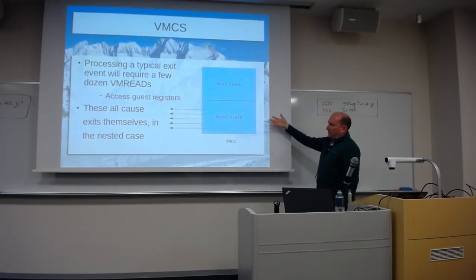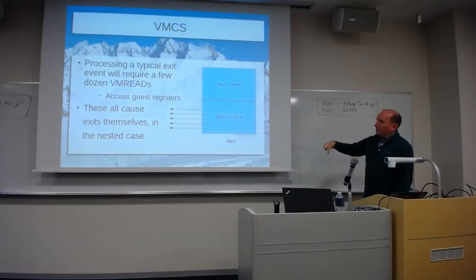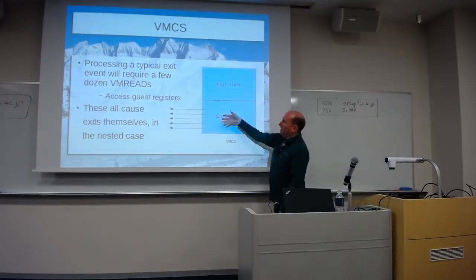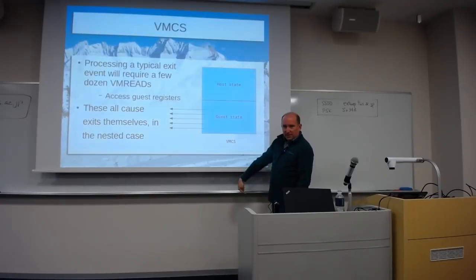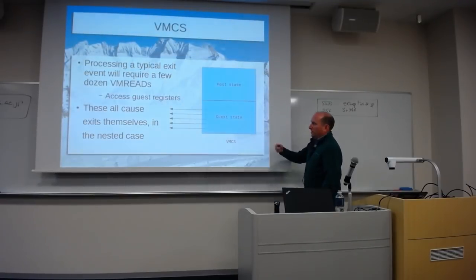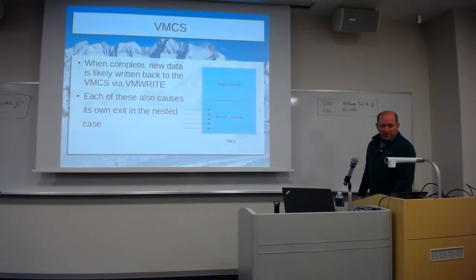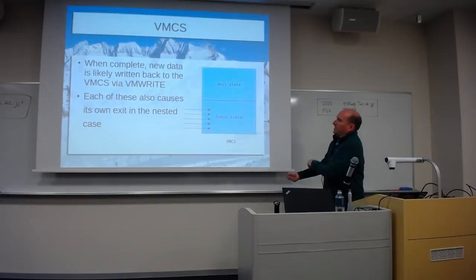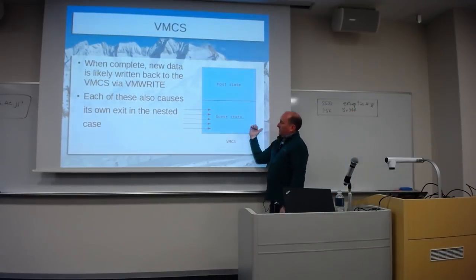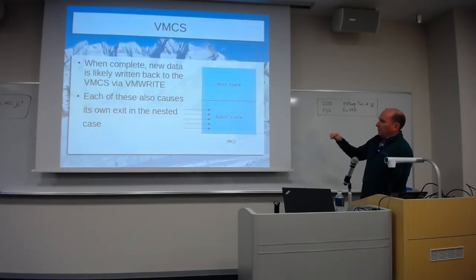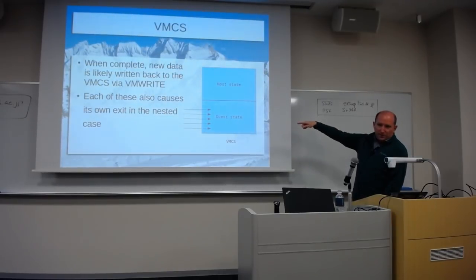Now, in the case of a nested virtualization scenario, I have my base hypervisor and my hypervisor on top with my VM inside it. All of these exits, all of these reads are also themselves causing exits down to the host. So what you have is a compounding of the number of exits. When I'm done processing the exit, I write all my data back to the guest state if I've done any instruction emulation. And again, in the nested scenario, each of these cause their own exits.